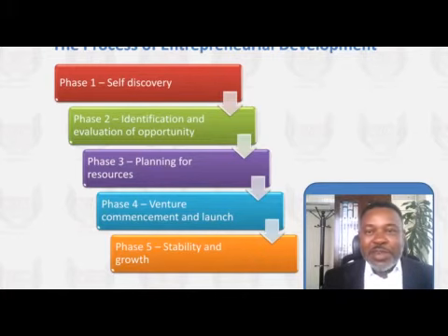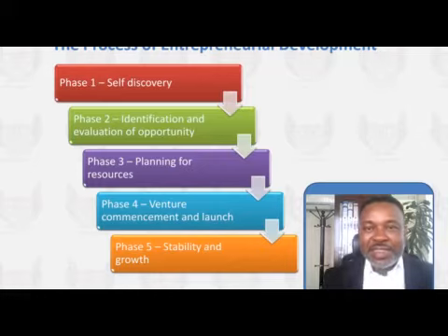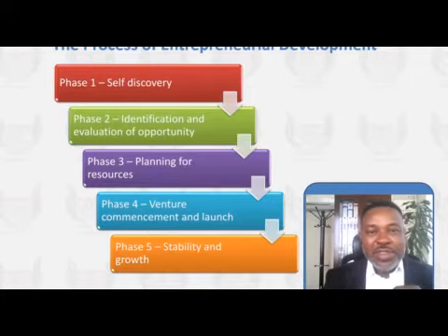Let's look at the process of entrepreneurial development. It's like saying the journey of an entrepreneur. There are 5 phases, namely self-discovery, identification and evaluation of opportunity, planning for resources, venture commencement and launch, and finally, stability and growth. The interests and skills of the entrepreneur must fit with the business model. The market opportunity must fit with the product concept. There should be sufficient resources, including financial, material, and human resources. There has to be adequate preparation for commencement and launch. But I will discuss each stage in more detail.